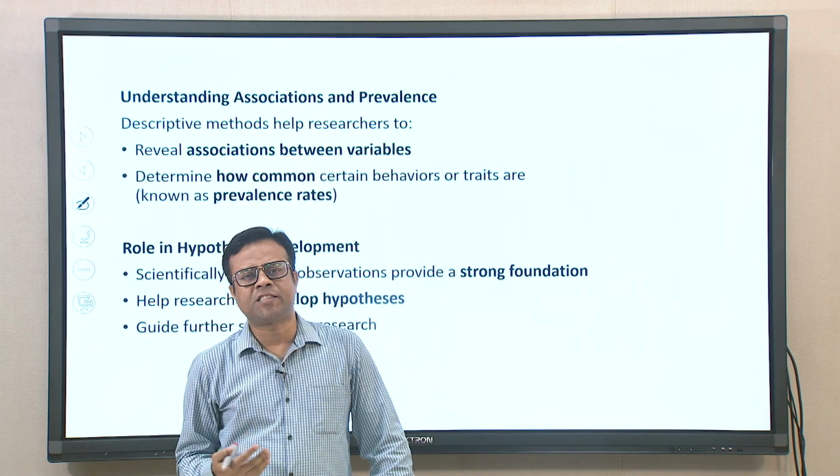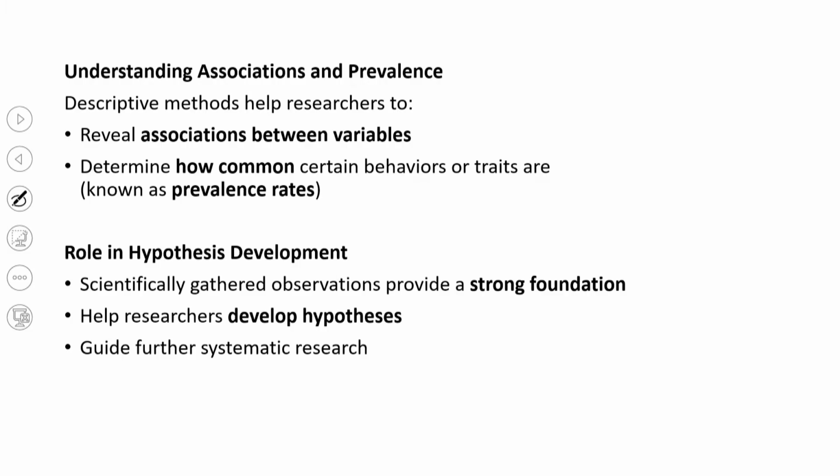These are very useful in understanding the prevalence rate of something, and the association between variables and so on. That is also done in correlational research. It also helps give a sense of association between variables. It also determines how common certain behaviors or traits are. This is called the prevalence rate. If you want to see the prevalence rate of, let us say, depression among a particular population, say out of 100 how many people generally feel depressed or are patients of depression, these are called prevalence rates in a population. Descriptive research is very good at finding out those prevalence rates.